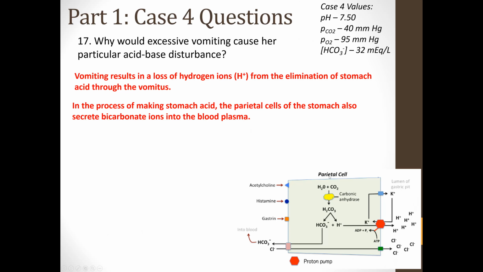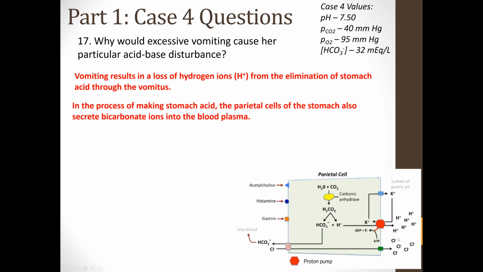You have the parietal cells that are in the glands within your stomach, and the parietal cells take carbon dioxide and they use it to make bicarbonate ions and hydrogen ions. The hydrogen ions get pumped out into the lumen of the stomach. The bicarbonate ions get moved into the blood and they are swapped for a chloride ion, which is also pumped into the lumen of the stomach to create hydrochloric acid.